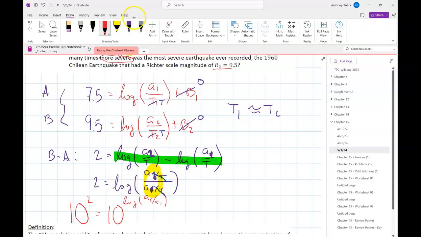Now, why did you choose the exponent base of 10, Grace? Cancel the log. Because the log base is also 10. Even though we didn't write it, we know it's there. So we end up with A2 over A1 equals 100. So that Chilean earthquake was 100 times as severe as the San Francisco earthquake, which is pretty nutso.